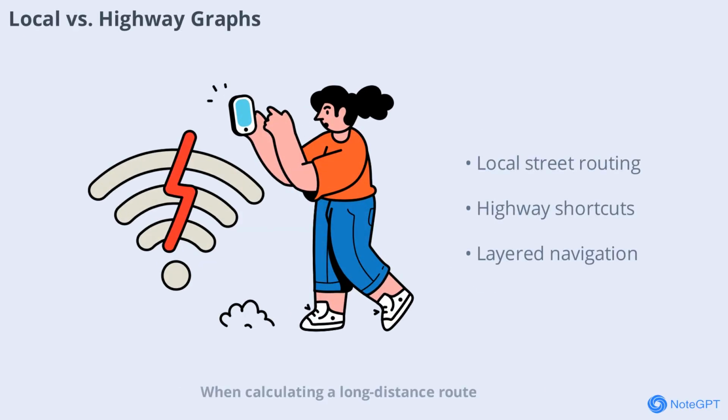In calculating a long-distance route, Google Maps first routes you from your local street to the nearest major highway using the local graph. Then, it travels across the pre-computed highway shortcut network before routing you back down to the destination's local streets. This layered approach ensures fast and efficient navigation, even across vast regions.